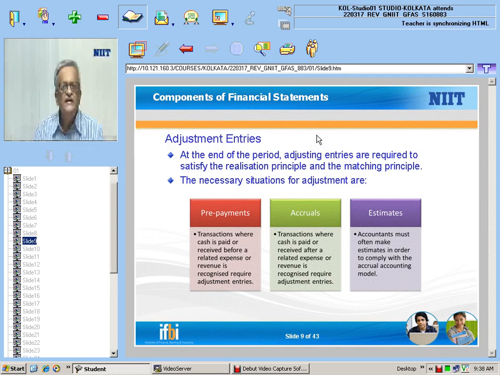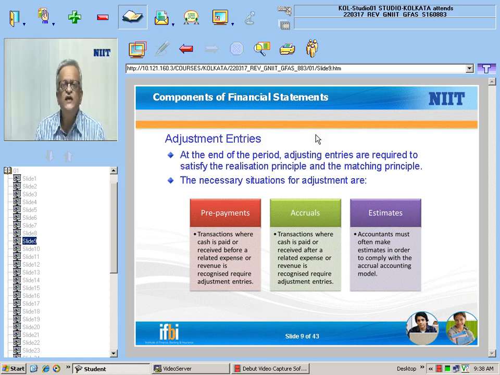Adjustment entries. At the end of the period, adjusting entries are required to satisfy the realization principle and the matching principle. These are the most important accounting principles: realization principle and the matching principle, revenue recognition principle and the matching principle. These are two very important accounting standards.